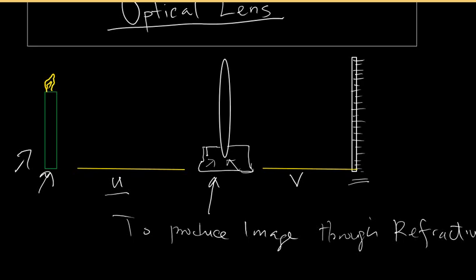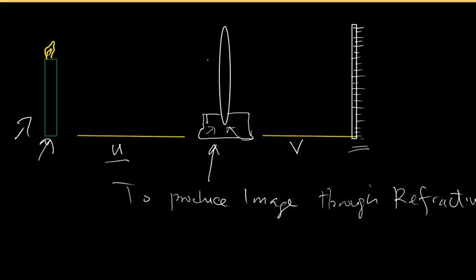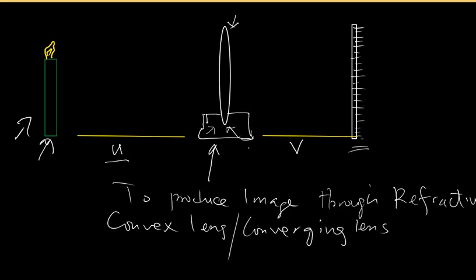Now look at the experimental setup here. The lens we are using here is a convex lens. You can call it a convex lens or a convergent lens. Now, why is it a convergent lens? It's called a convergent lens because parallel rays of light that pass through the lens will always converge at the principal focus. And unlike a mirror that produces an image by reflection, a lens produces an image by refraction.